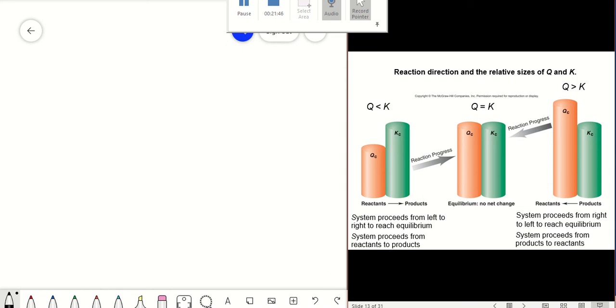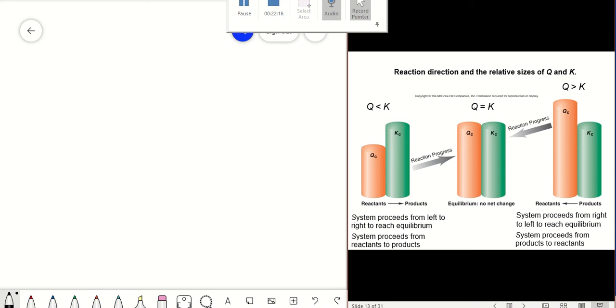So this essentially lets us predict which direction a reaction will go. Will it go from reactants to products, or from products to reactants? If a question is just asking you which direction a reaction will go, how can you tell? You can tell by looking at the value of Q and comparing it to the value of K. Now K is always constant. Remember that for a given reaction at a given temperature, K is constant. The only thing that changes with time is Q.